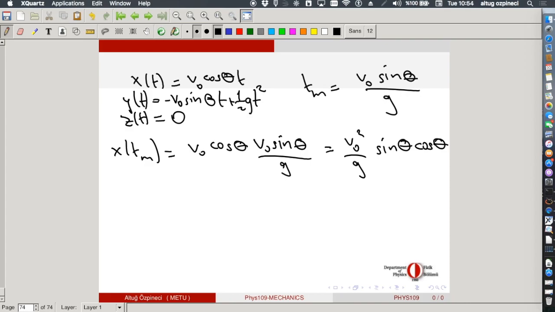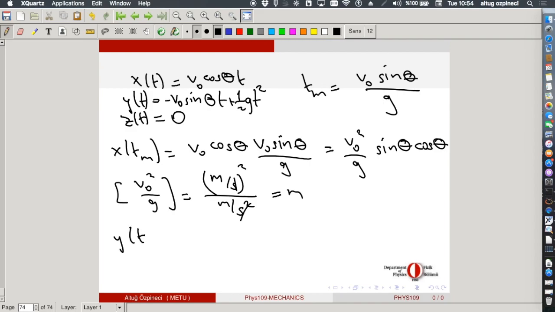The unit of the left-hand side is meters, so the unit of the right-hand side should also be meters. The unit of v0 squared over g: v0 is velocity, so it's meters per second, squared, divided by acceleration, which is meters per second squared. Seconds will cancel, and we are left with meters, so it seems to be correct. So this is the x distance. When it reaches the maximum height, this is the distance it covers in the horizontal direction.